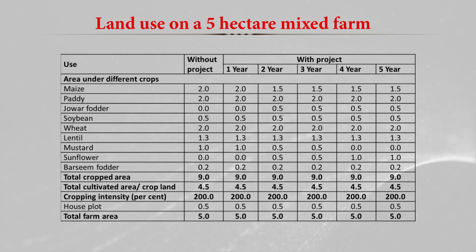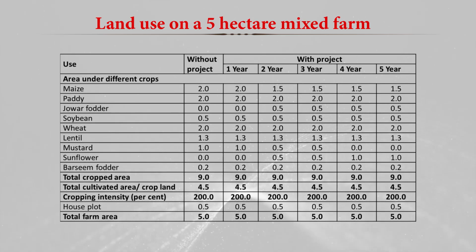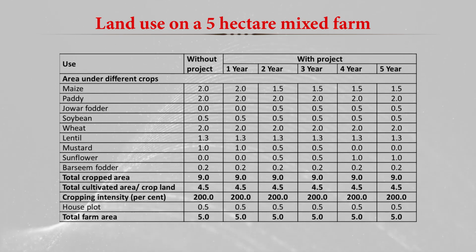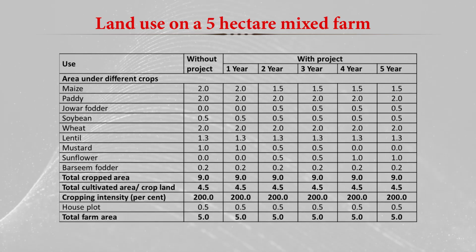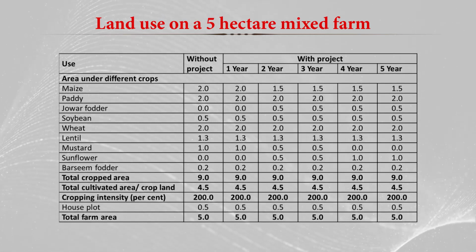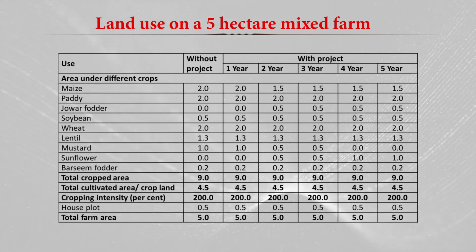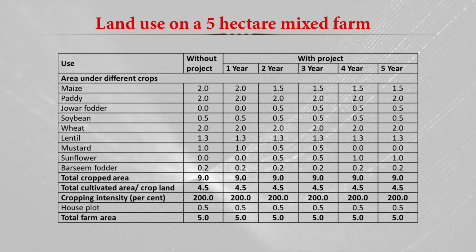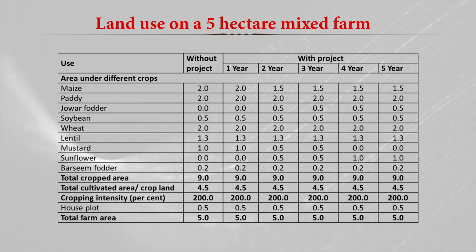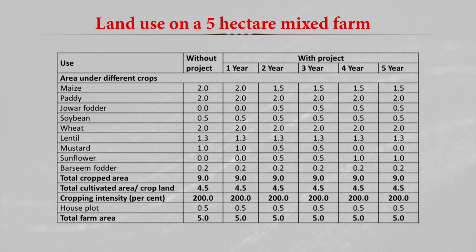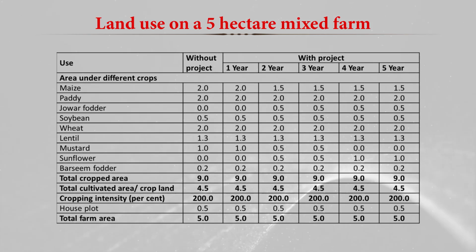So I know because there are 2 seasons, the total cropped area becomes 9 hectares. Actually, this is 4.5 hectares in the kharif season and 4.5 hectares in the rabi season, so it becomes 9 hectares. In year 1 there is no change in the cropping pattern, as we have assumed in the accounting convention. In year 2, year 3, year 4 and year 5 we have introduced the jowar fodder.